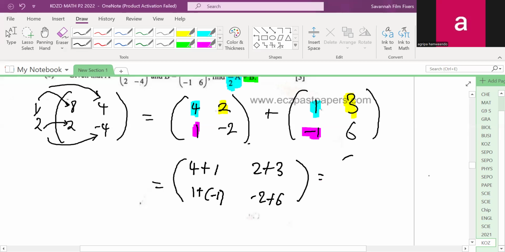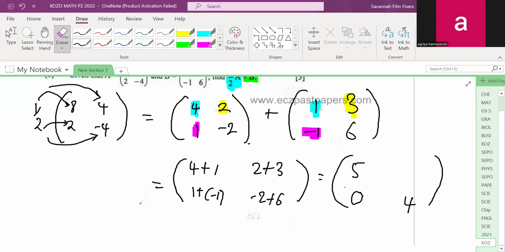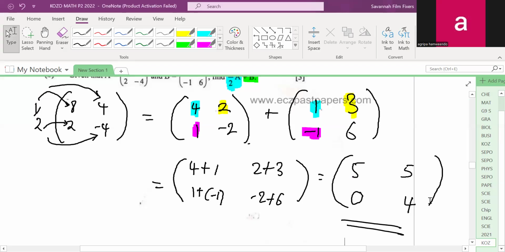So at the end of the day, our answer will be 5, 6. This will be 0 here, because 1 minus 1 is 0. And this will be 4. So I've got 5, 3. This has to be 5 as well, sorry, because 2, 3, 4, 5. I don't know why I have 6 in my mind. So this is the answer here. Is this fine? We can move on? We can move on. Okay.